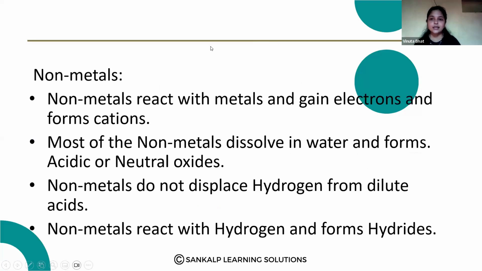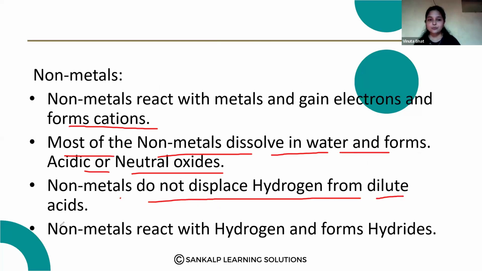Non-metals react with metals, gain electrons and form anions. Most non-metals form acidic or neutral oxides. Non-metals do not displace hydrogen from dilute acids. Non-metals react with hydrogen and form hydrides.